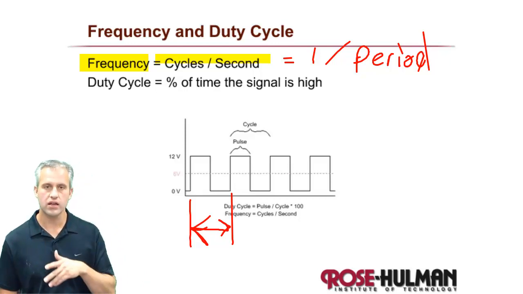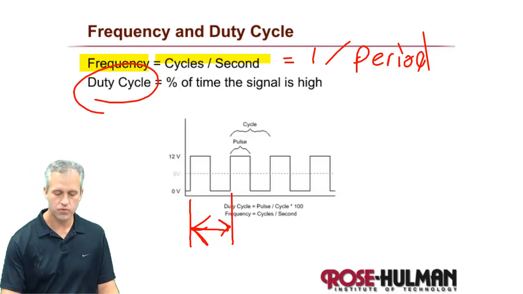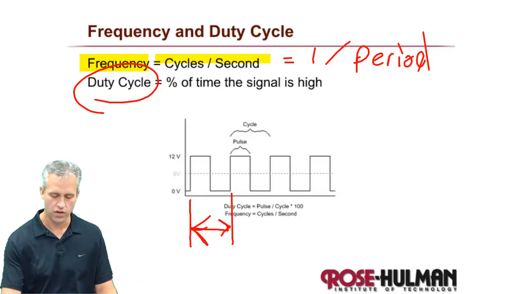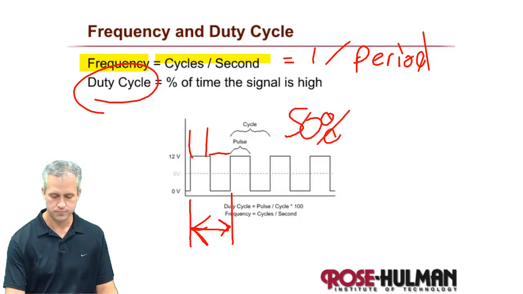Then the other thing is, what is the high time percentage? The high time percentage is called the duty cycle. You hear this term a ton, right? So duty cycle. This one you can tell is on for half the time, and then it's off for half the time. This one right here would be a 50% duty cycle.